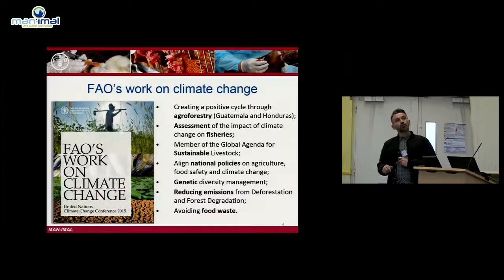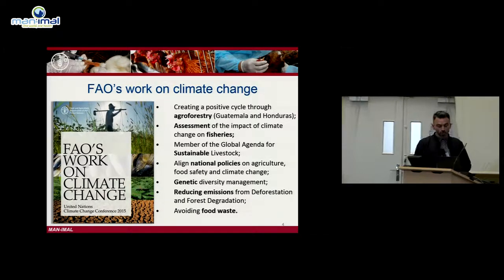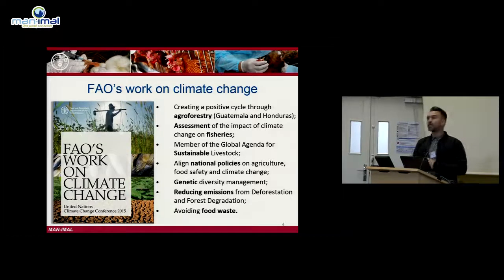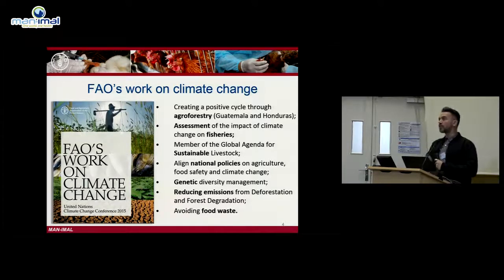And also the last 2 points, reducing the emissions linked to some of the activities that are done to increase production in the agriculture segment and to avoid food waste. Those are a few examples. If you're more interested in knowing what FAO is doing in the climate change area, you have many, many areas where FAO is involved. You can find that easily on Google.